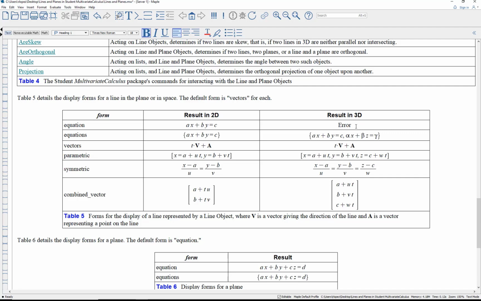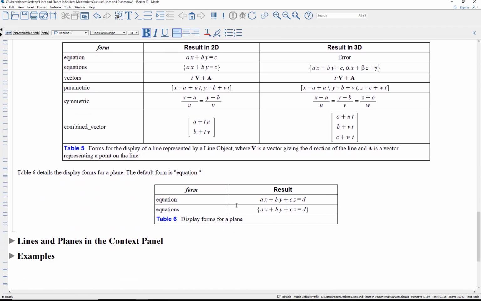The equation of a line in space does not have a simple representation, so you would get an error. You could get the line expressed in space with a pair of equations, vectorially unmultiplied out, parametrically, symmetrically, or vectorially multiplied out.